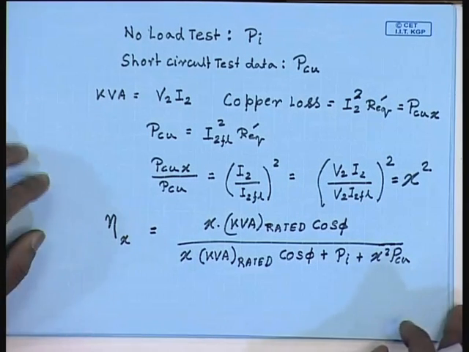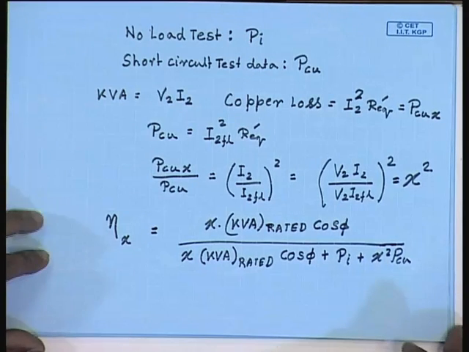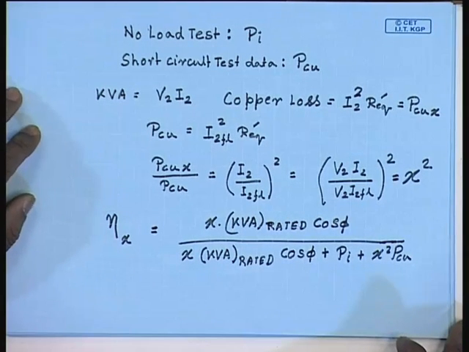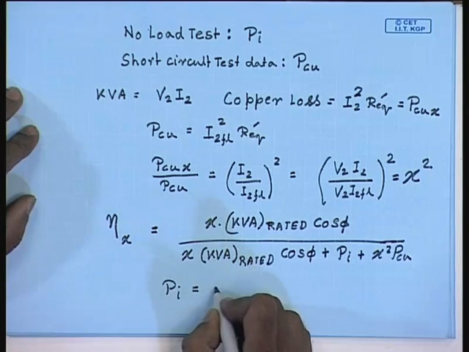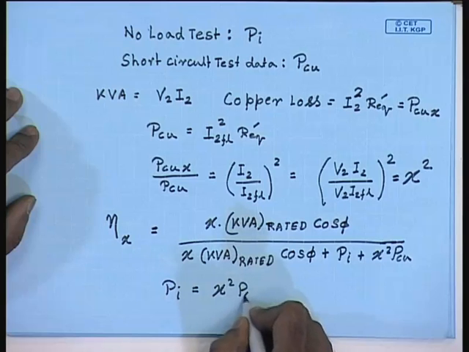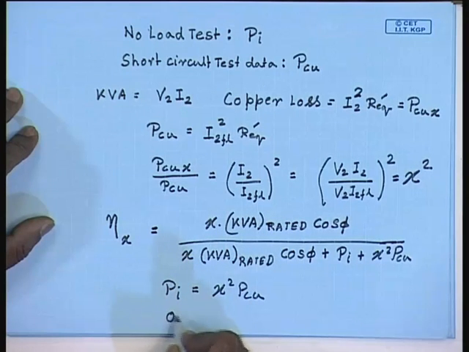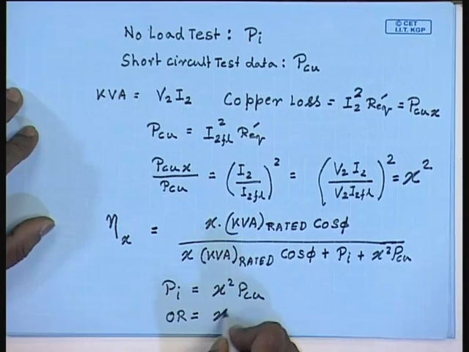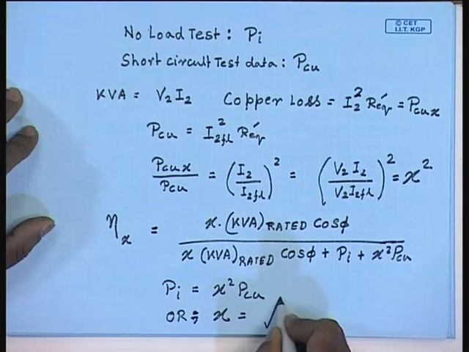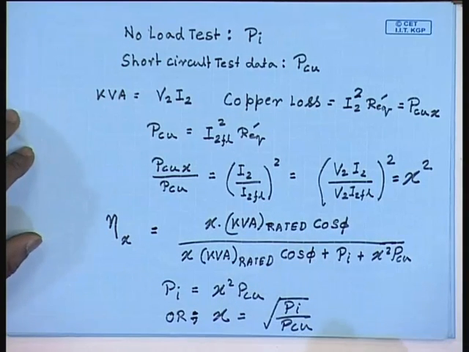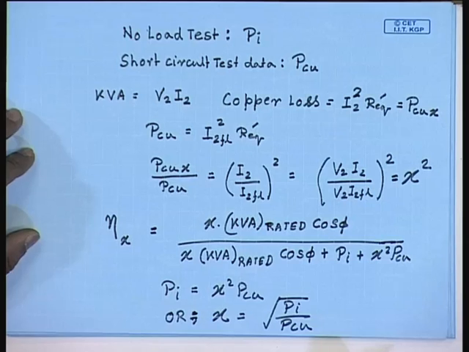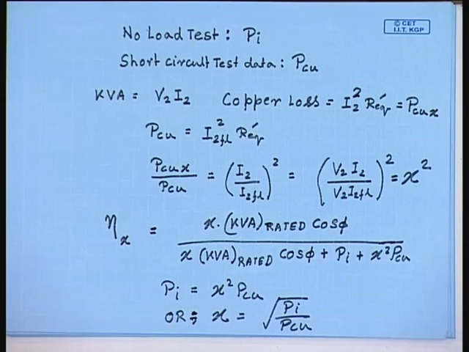And we have seen that for the fractional load at which the efficiency will be maximum, Pi is equal to x square PCU, or x equal to square root Pi by PCU. So, this is the fractional load at which the transformer efficiency will be maximum.